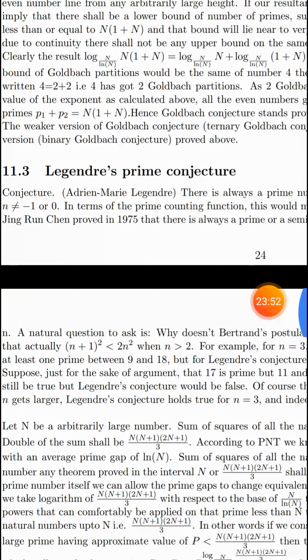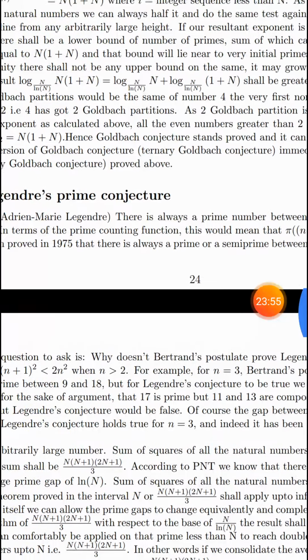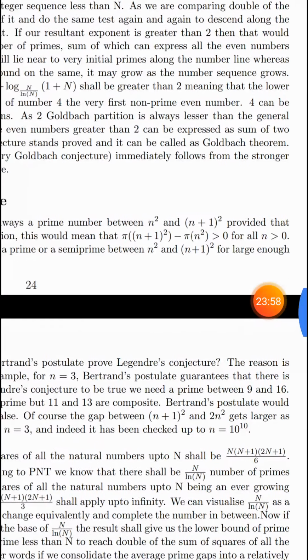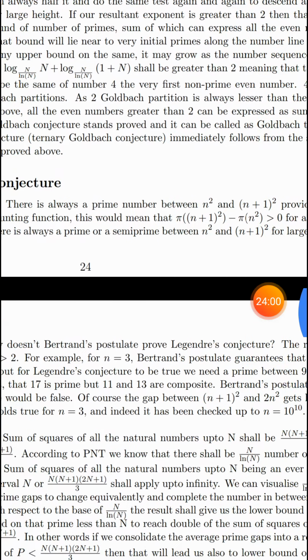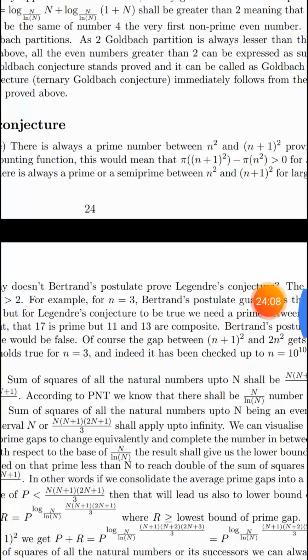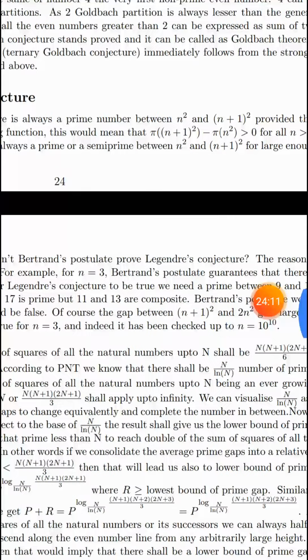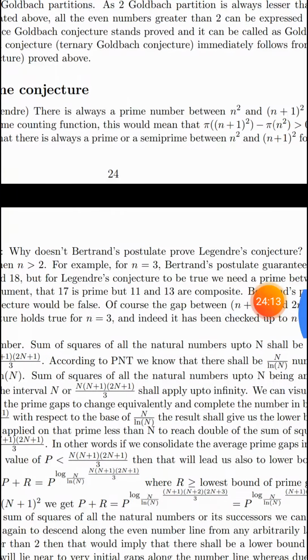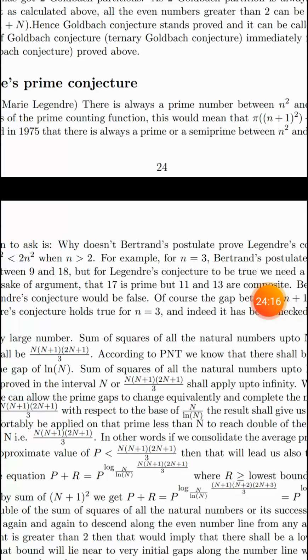Legendre's conjecture talks about there will always be a prime number between n square and n plus 1 square. Here also the strategy is the same. We have taken a big number n, then we have taken the sum of all the squares up to that number, and we have doubled it. The quantity will come like something like this: n into n plus 1 into 2n plus 1 upon 3.